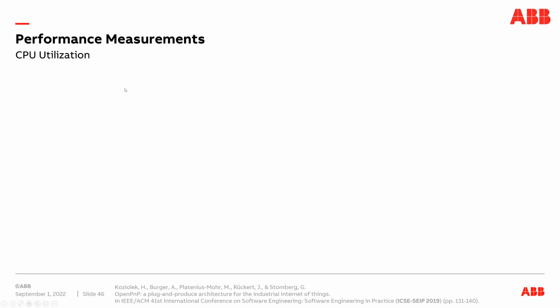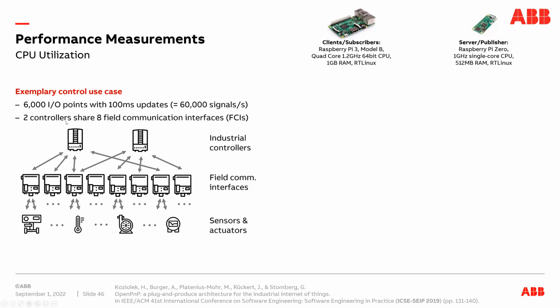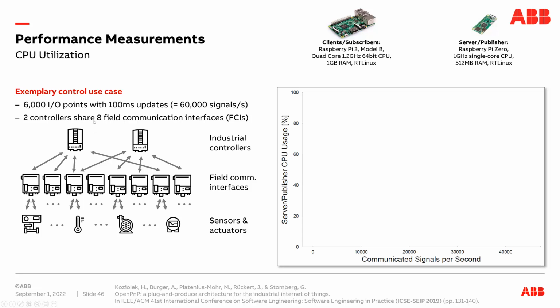So these were good results. We also verified the real-time capabilities and the performance that you need for such an architecture by measuring CPU utilization in a simple scenario. So we had here 2 industrial controllers and a lot of field communication interfaces, and we set up 6,000 I/O points with a 100 millisecond update rate. So we had 60,000 signals per second. And then we had 2 controllers, which we simulated with Raspberry Pi devices.